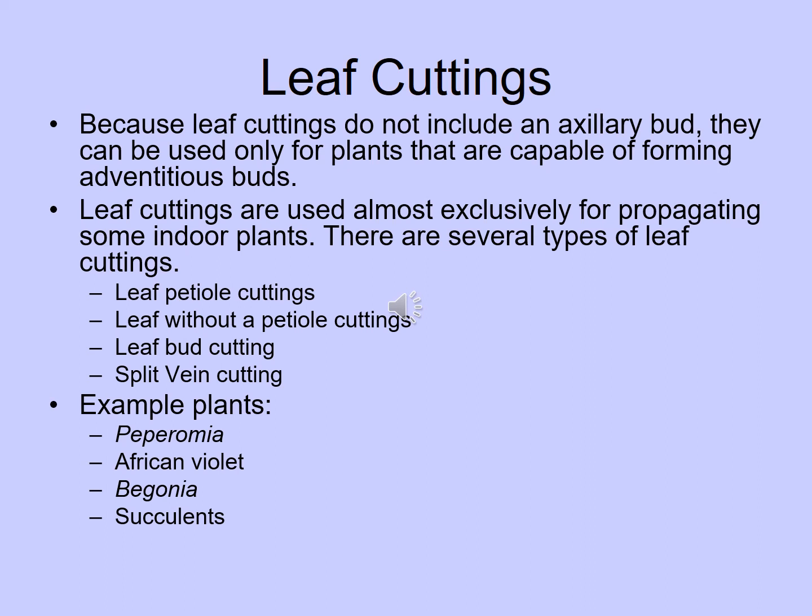Leaf cuttings are used almost exclusively for propagating quite a few indoor plants. There's several types of leaf cuttings. There's a leaf cutting with a petiole, leaf without a petiole, leaf bud, and split leaf cutting. We talked about that in a previous lecture regarding begonias and African violets. You can take a leaf and turn it over and nick or cut open the veins on the leaf and then put that bottom side down, that leaf, onto some media, and roots can form out of those cuts.